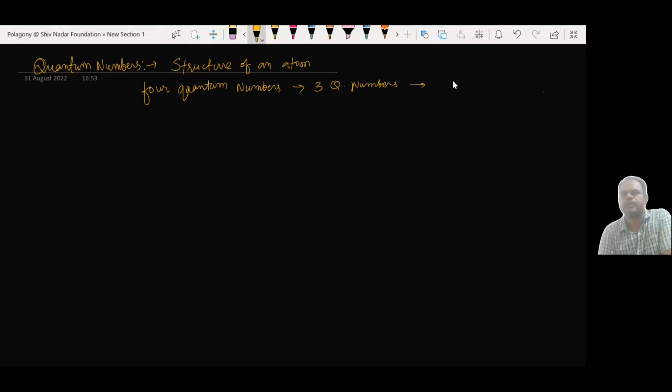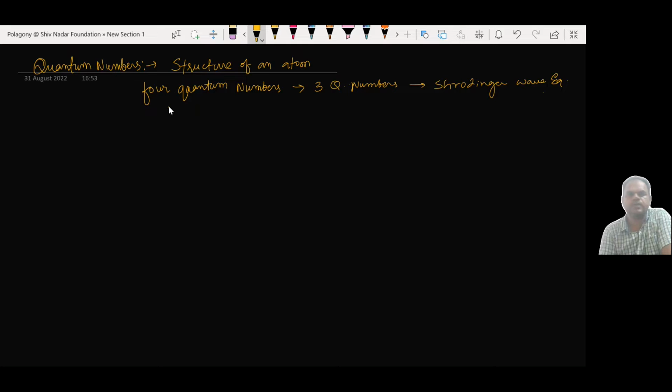after solving the Schrodinger wave equation. And the fourth quantum number is the spin quantum number, obtained later, which we say is an independent quantum number.